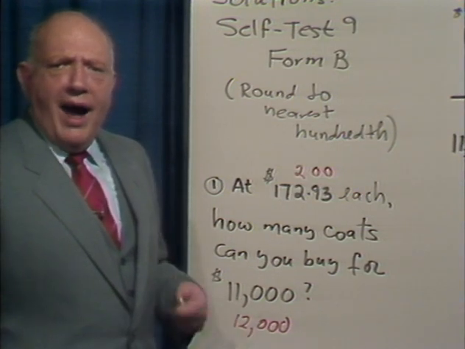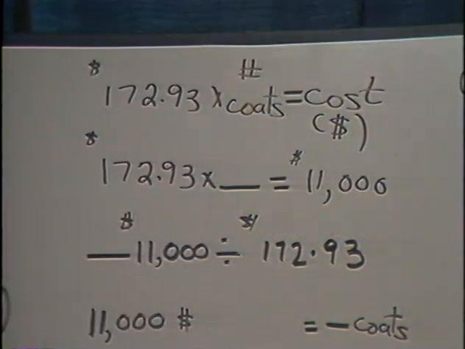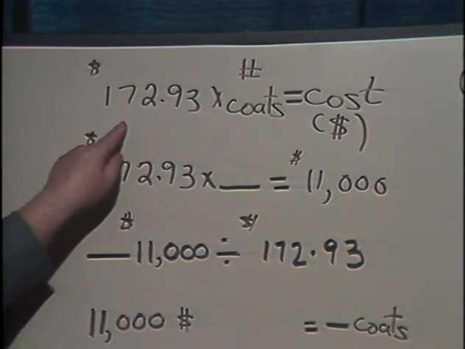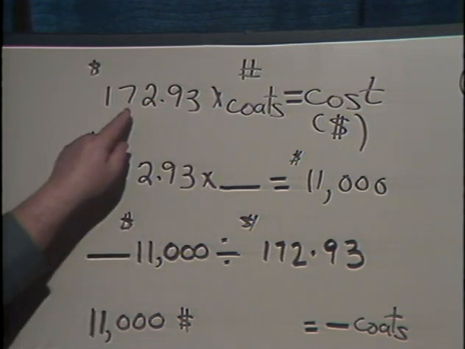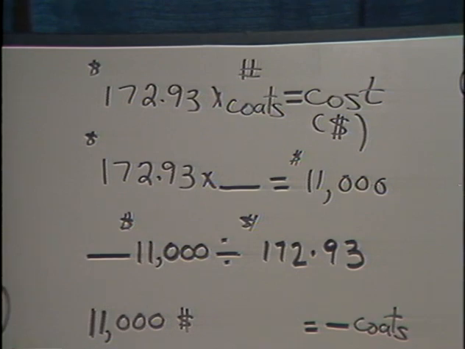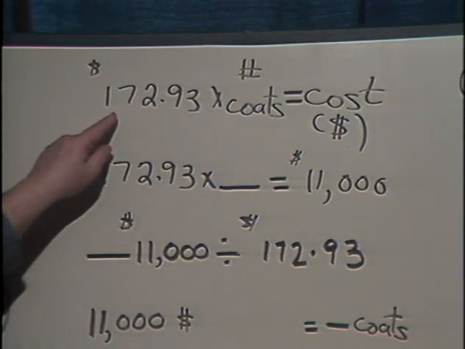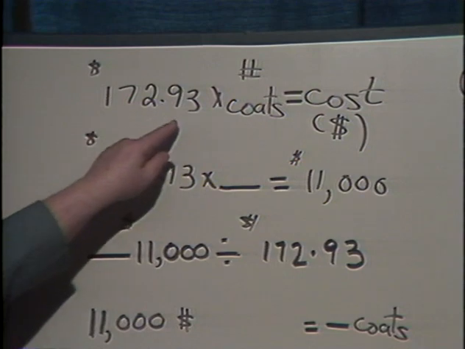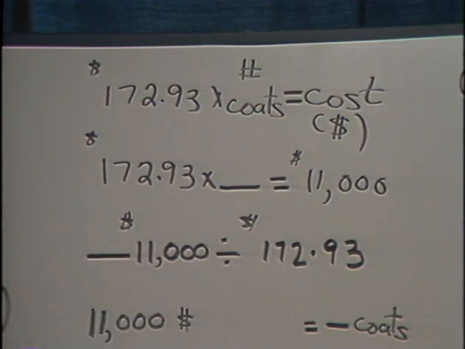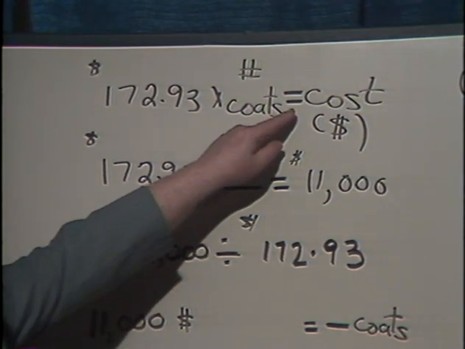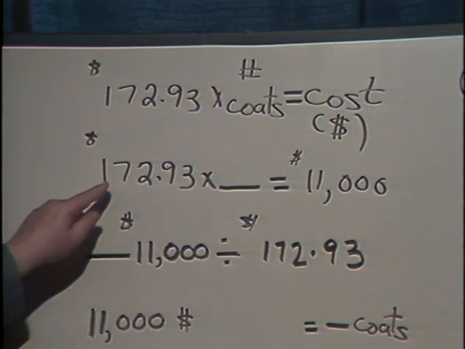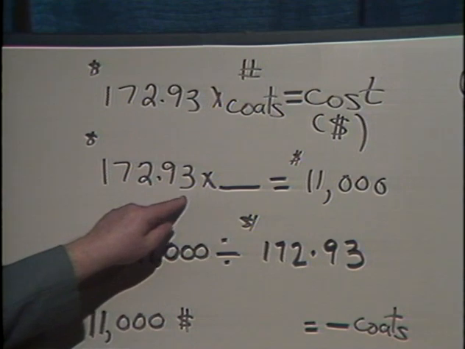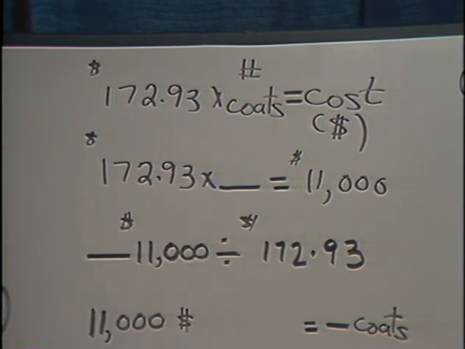And once you know that, how do we proceed with the problem? Well, you could argue something like this. You could say, since each coat costs me $172.93, whatever number of coats I buy, it's going to cost me $172.93 that many times. So the formula would be what? $172.93 times the number of coats equals the total cost in dollars. In this particular problem, I'm told that the cost that I have to spend is $11,000. So the problem becomes $172.93 times blank equals $11,000.